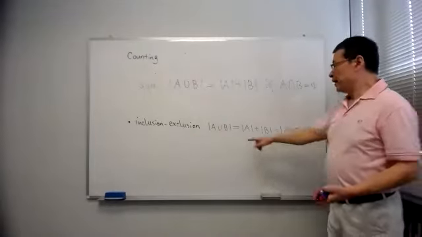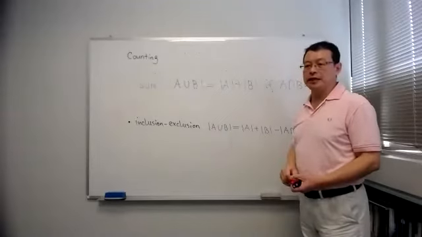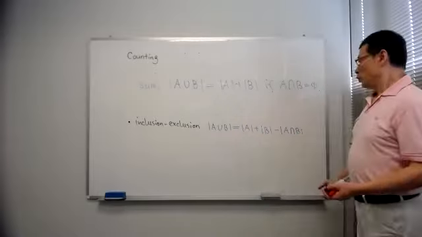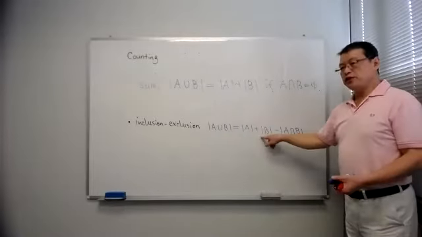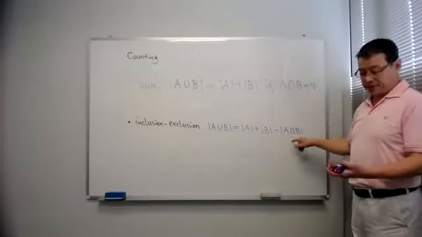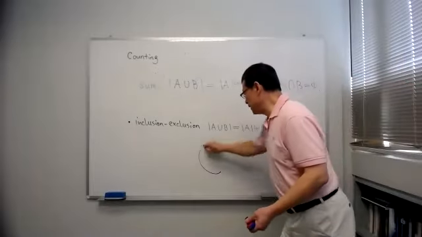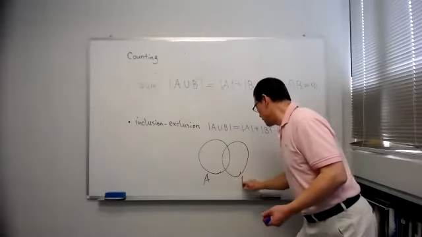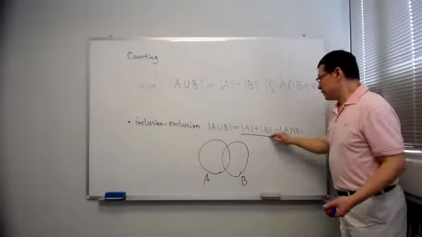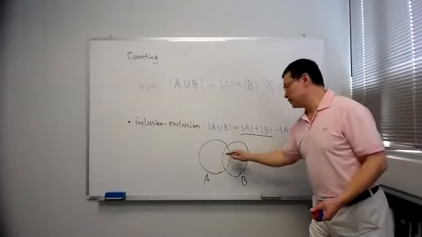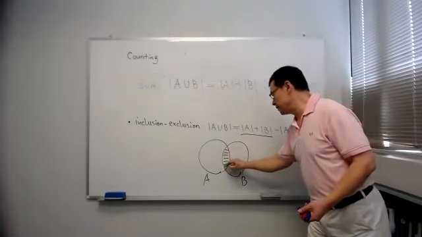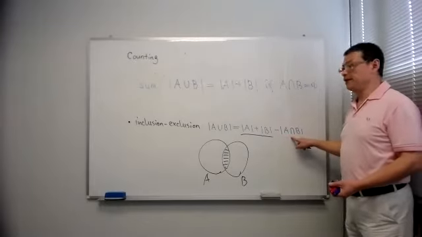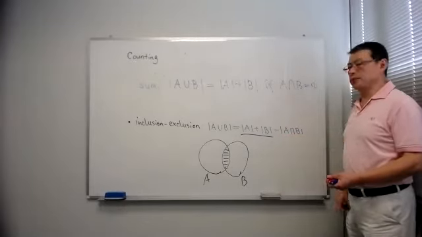In general, these two sets may have something in common. Then the size of their union will be the sum of the two individual sets minus their common part. It's very easy to see. If you draw two circles for the two sets A and B, this sum will count this part twice. That's their common part, so we need to take it out. That's called the inclusion-exclusion principle.